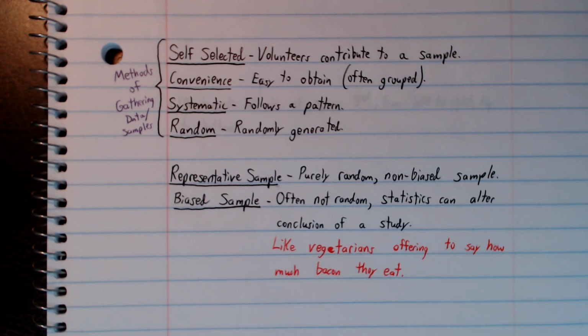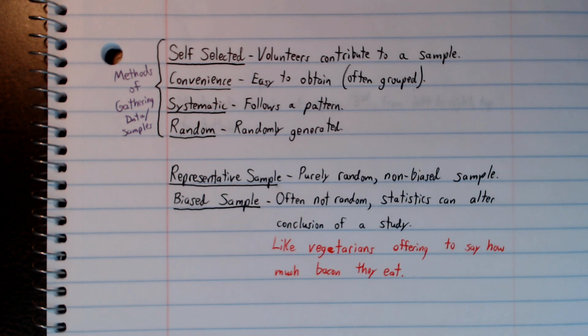So here are the different types. You have self-selected, which would be volunteers contributing to a sample. That could be really good in some situations, or really bad in others, depending on what you're doing surveys on and how willing people would be to participate. Some could be not willing at all, some could be overly willing, and some people could be a completely random selection. So self-selected, not necessarily the best.